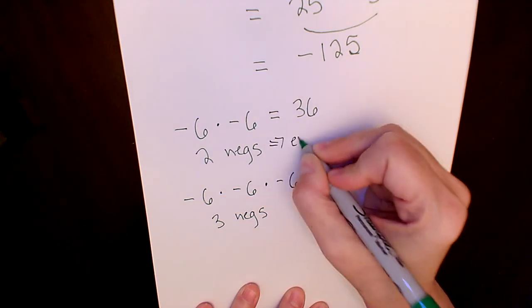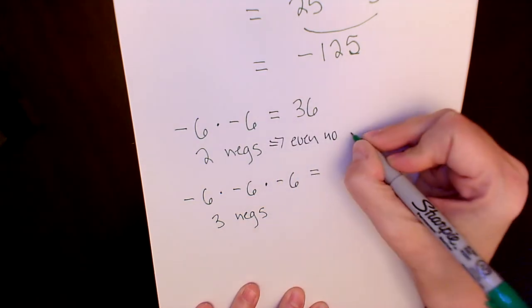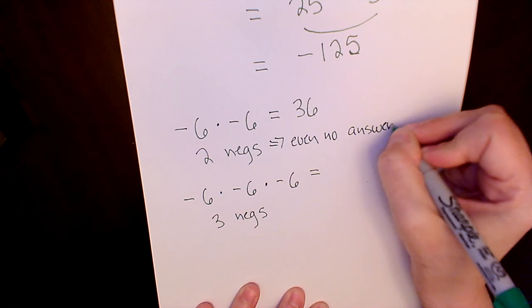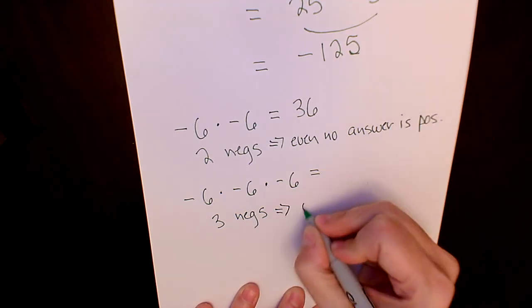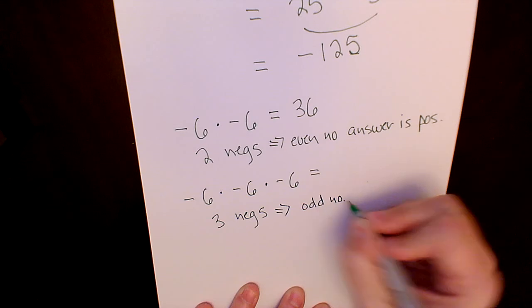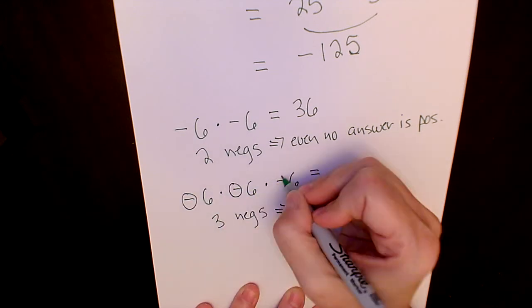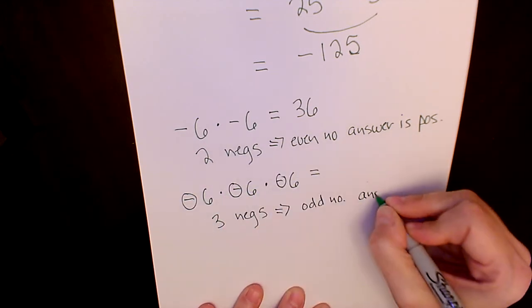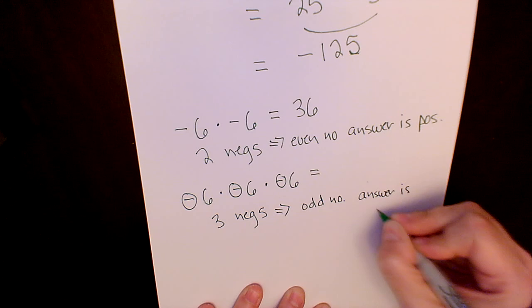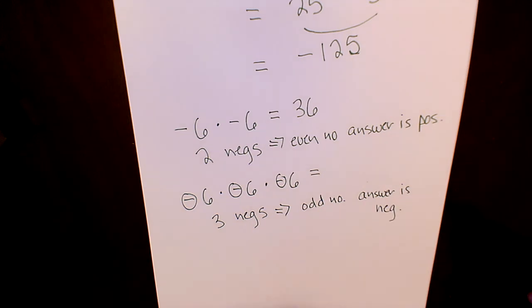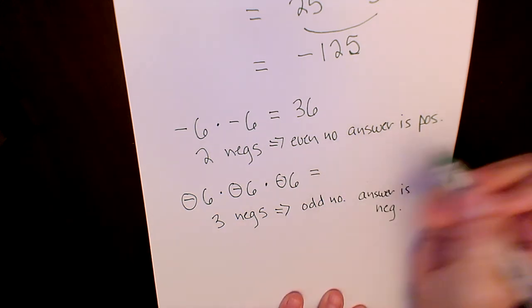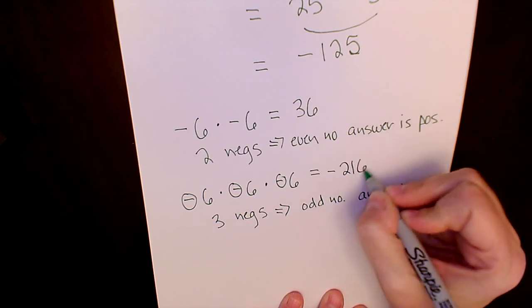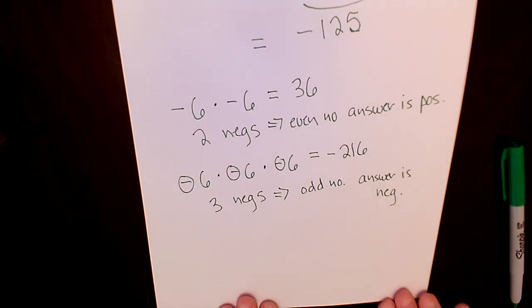So even number, answer is positive. Odd number, got 3 negatives here. Answer is negative. I don't know if that helps. So this is going to be a negative 216. I hope that helps.